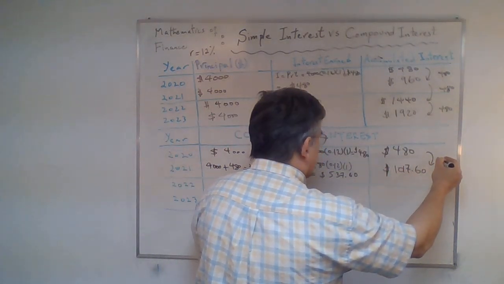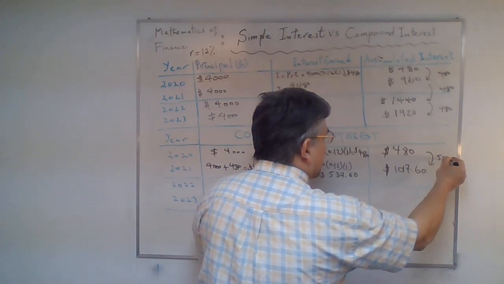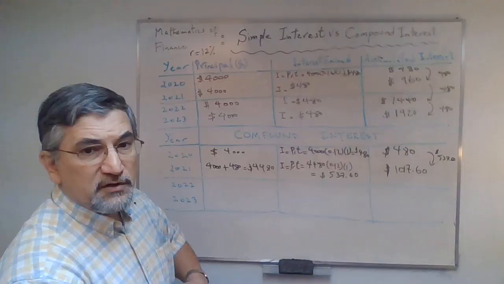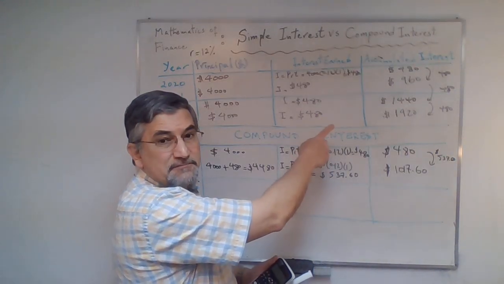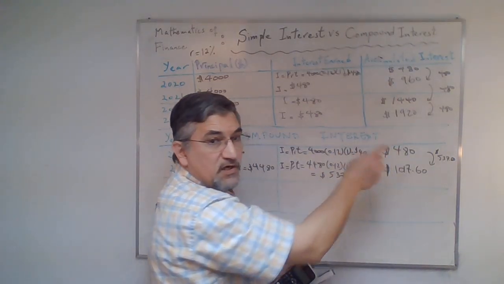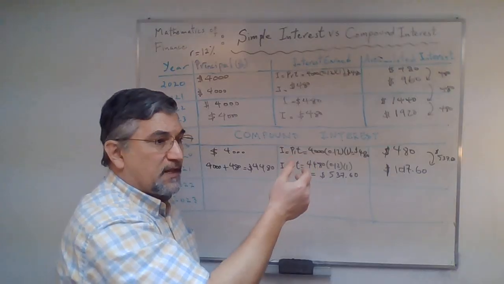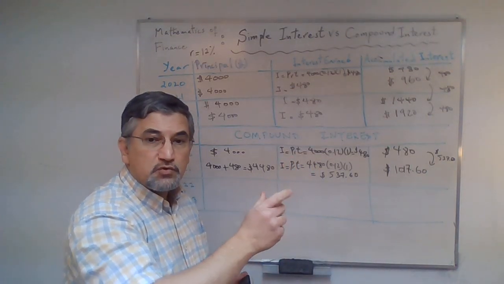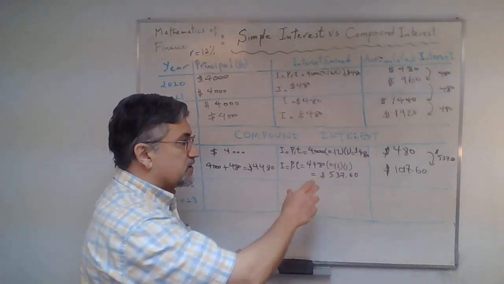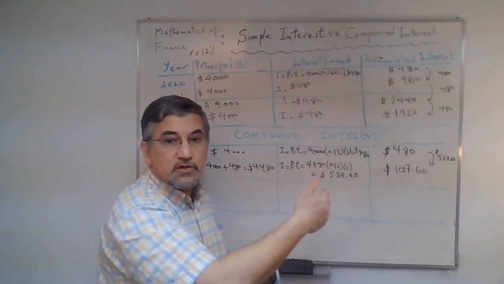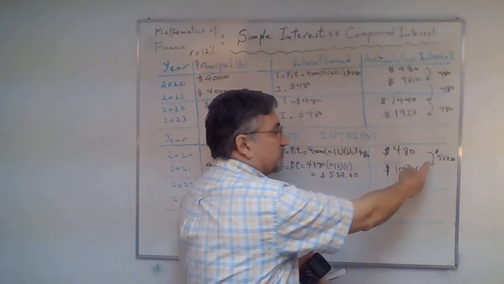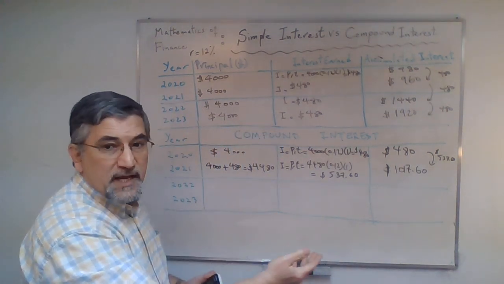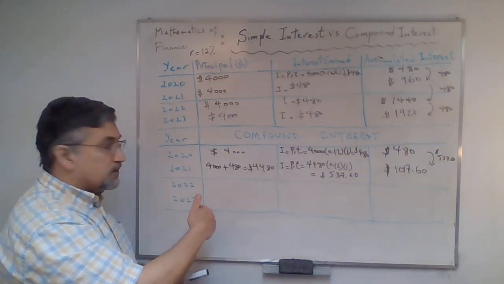So I'm adding $537.60. When you're comparing with the simple interest mechanism, every year you used to accumulate an interest of $480, which was a fixed amount. But here you see that instead of $480, you earn more in interest. It's $537.60. Now, imagine what happens in the next year.